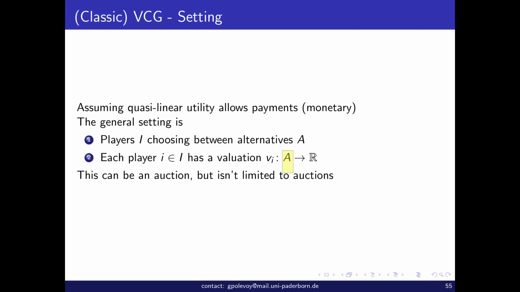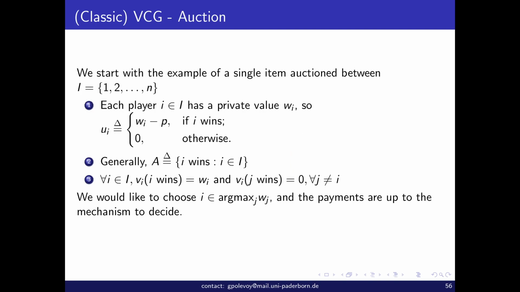So this can be an auction, but isn't limited to an auction. But let's take an example of an auction. That's going to be a very simple example. You'll be able to talk about that with non-professionals, because it's really a simple thing. We start with an example of a single item, a vase or a painting, being auctioned between n players. Each player has a private value wi. That's how that player actually values getting the item.